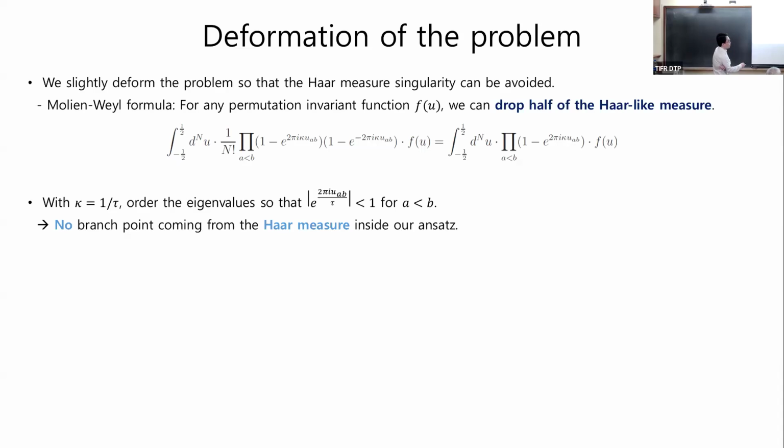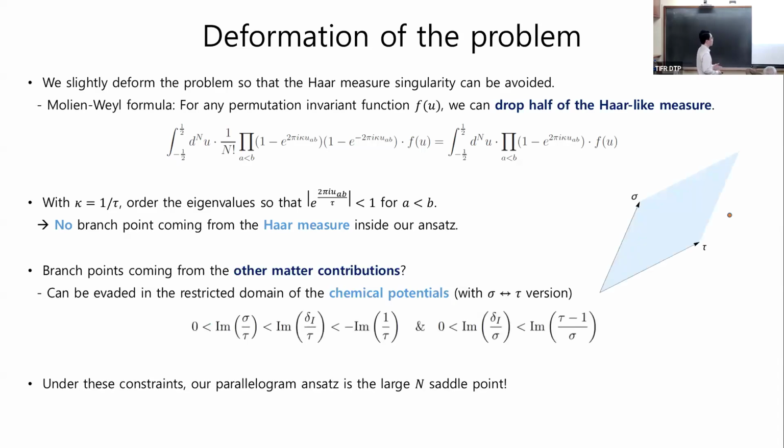For the invariant function. And our integrand, of course, is invariant. Yes, that is part of the case. After using this integrand, you can order the eigenvalues so that this vector is always smaller than 1, meaning that in our region there is no branch point. So no branch point coming from the half measure, this term.